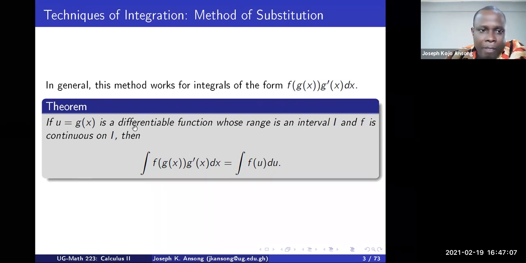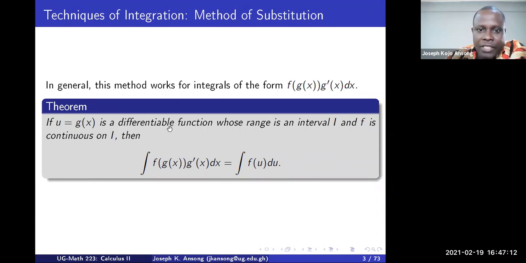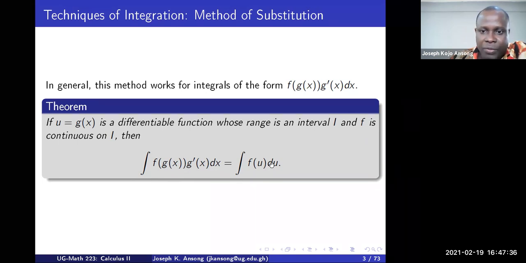All right. So the theorem says that if u is equal to g of x, a differentiable function whose range is in the interval I, and f is continuous on I, then the integral of this integrand is equal to the integral of f of u du, where remember that u is g of x. Okay. So basically saying that if I replace g of x with u, I can reduce this to this form. Okay. So how do we prove that?